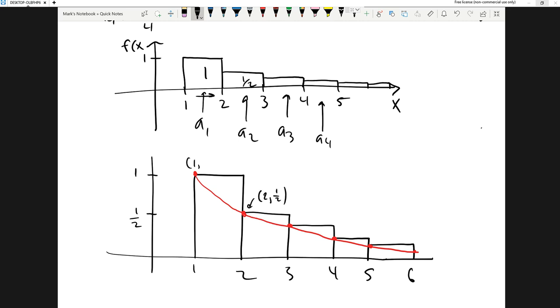This is the point 1, 1. The next point would be 3 for the x value, and the y value would be 1/3. And in fact, this red curve is just y equals 1/x.